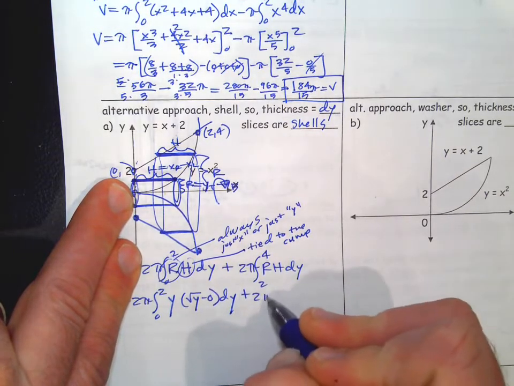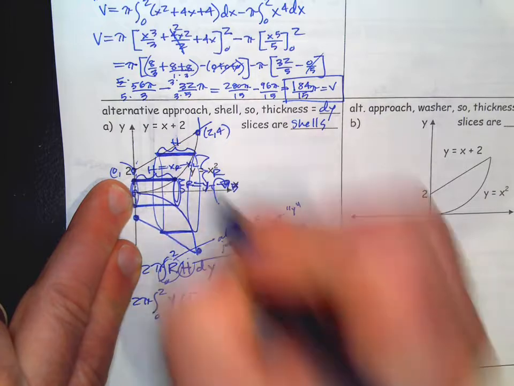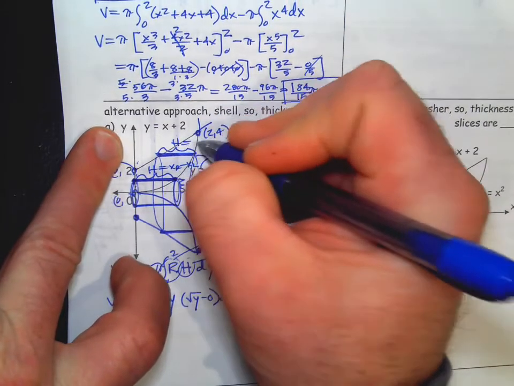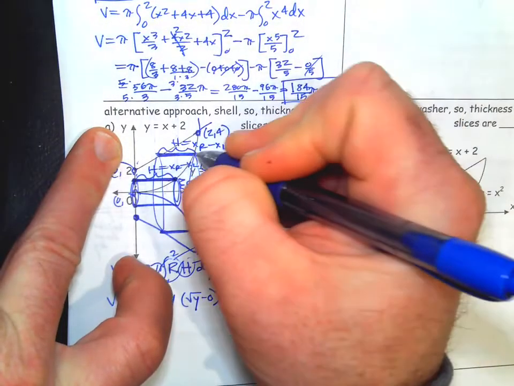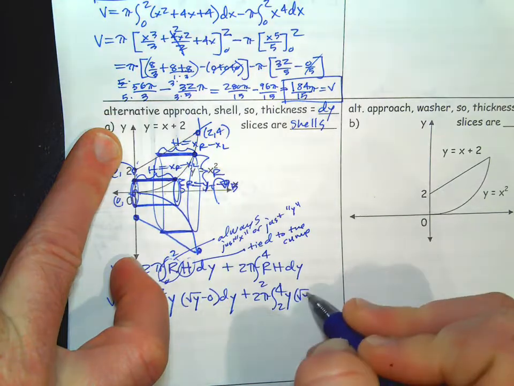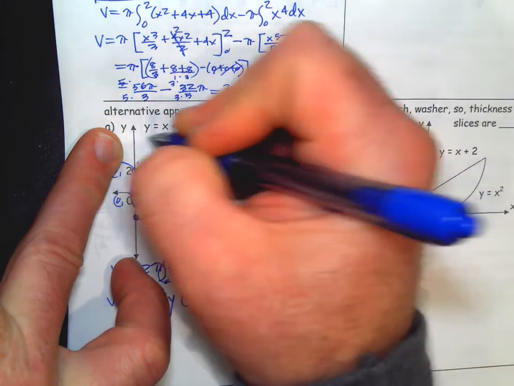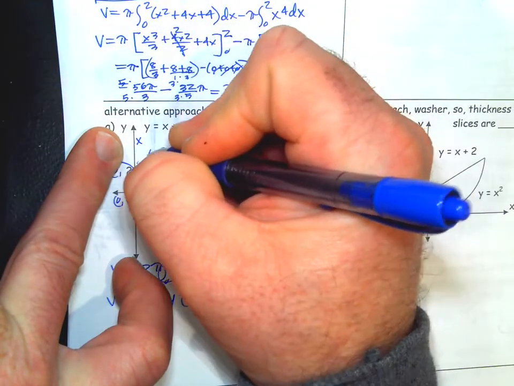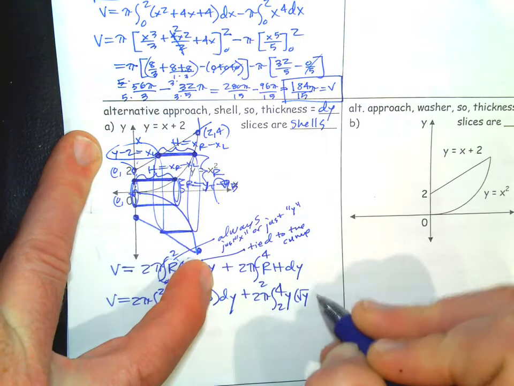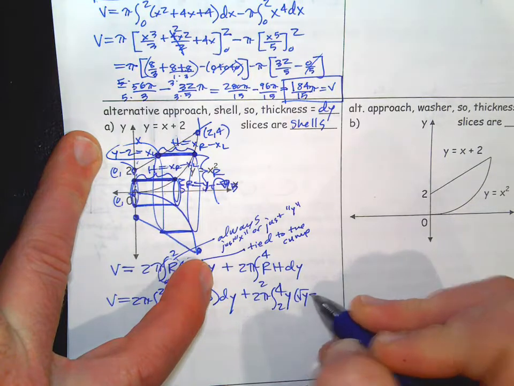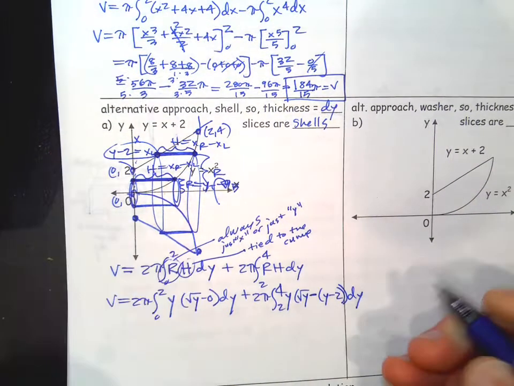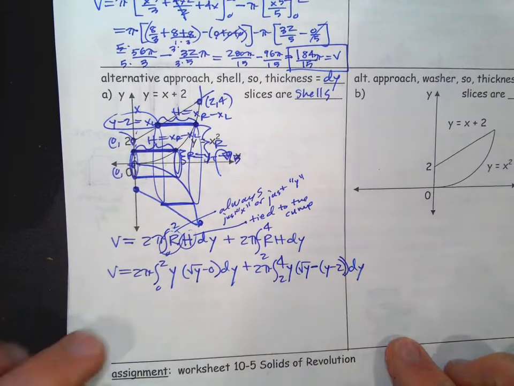Okay. When we get up here to 2 to 4, the radius is still y, but the height right here, x right minus x left: x right's along this curve, that's the square root of y in terms of y, and x left is over here, which is going to be y minus 2. And we're subtracting it, so it's minus parentheses y minus 2. So that's the setup.